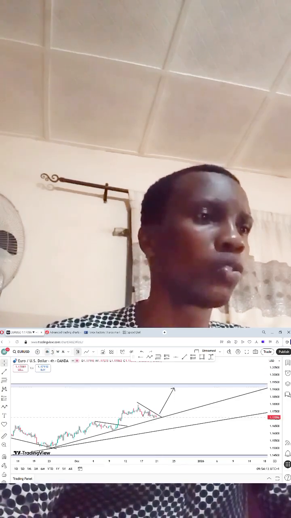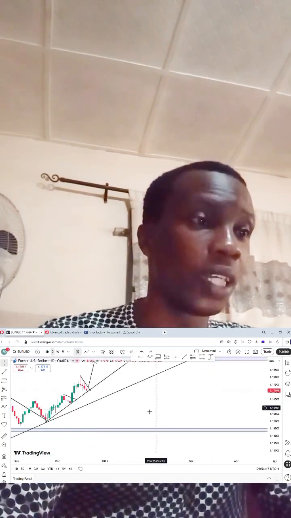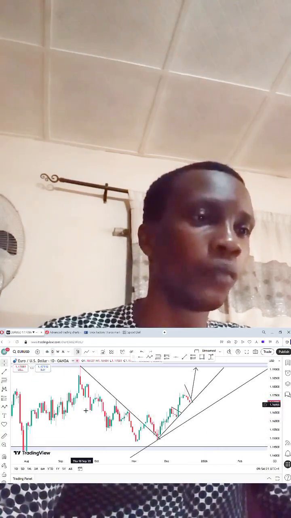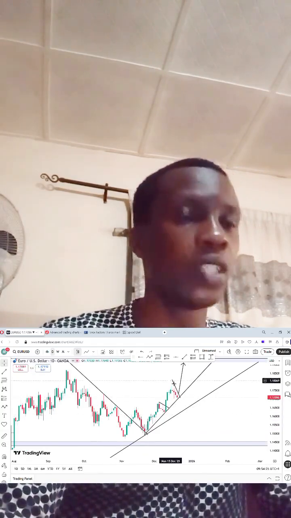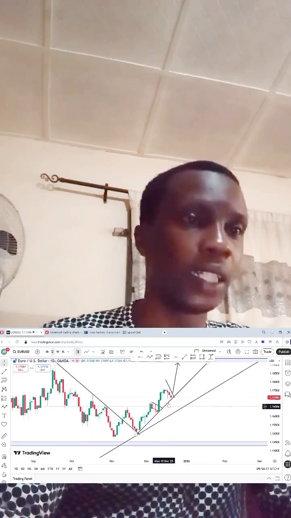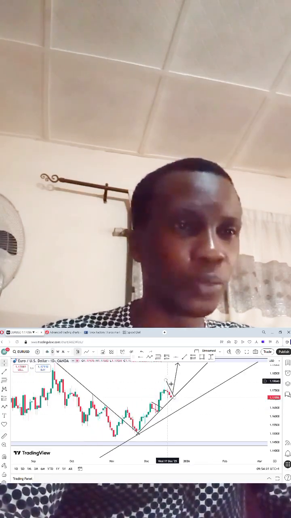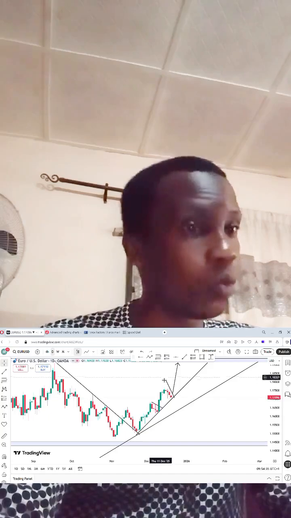Okay, so now let's quickly look at the daily time frame. On the daily time frame, we can see that there's nothing much. Right here we have a high, we have a low, we have a high, we have a low. This is a retracement against this main move. We have a retracement against this main move. We have a high, we have a low, we have a high, we have a low.